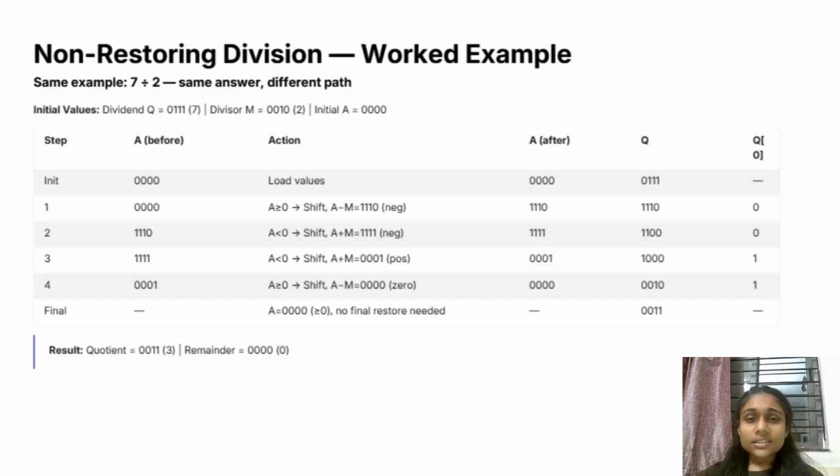Now, let's take the same example of 7 divided by 2. We follow a similar process, but here we decide whether to add or subtract based on the sign of A. Instead of restoring immediately, we adjust in the next step. After all iterations, we get the quotient as 3, and after the final correction, we get the correct remainder. This shows that non-restoring division gives the same result but in a more efficient way.